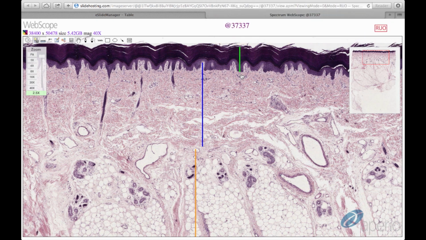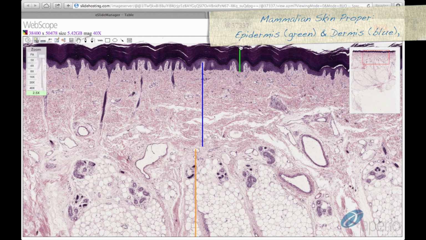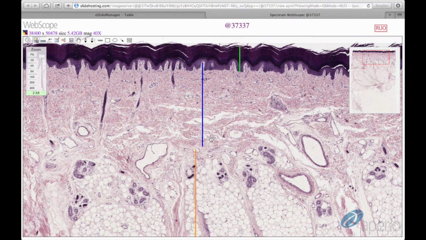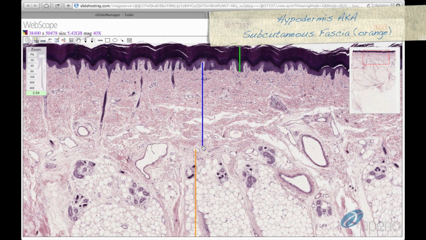At the top you can see the epidermis, which is spanned by the green line, with the dermis just beneath it spanned by the blue line. Mammalian skin proper is only really composed of these two primary layers, the epidermis and dermis. The subcutaneous fascia, or hypodermis, is located beneath the skin and is seen spanned by the orange line.